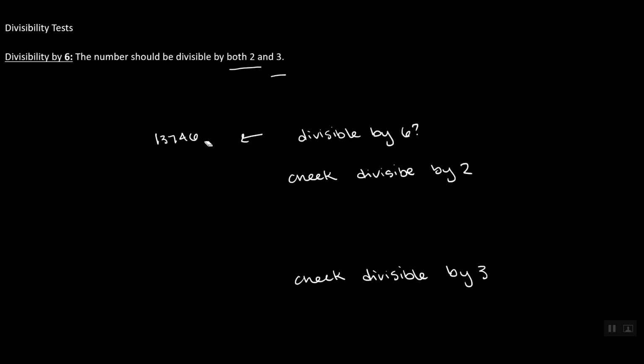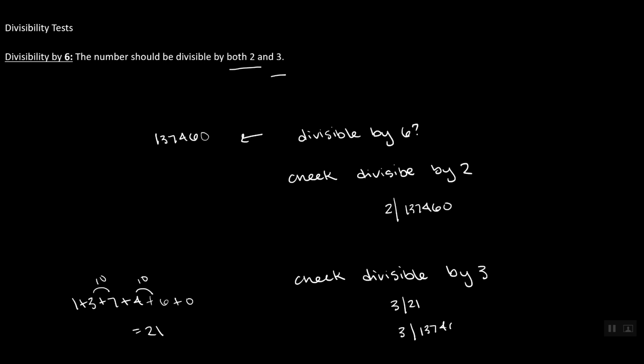If we change our number just slightly, instead of ending in a 2, if we have it end in a 0, that number is still divisible by 2. And this time when we add our digits, we get 21. 3 does divide 21, therefore 3 also divides our larger number. Since both rules pass, we would say that 6 does divide 137,460.